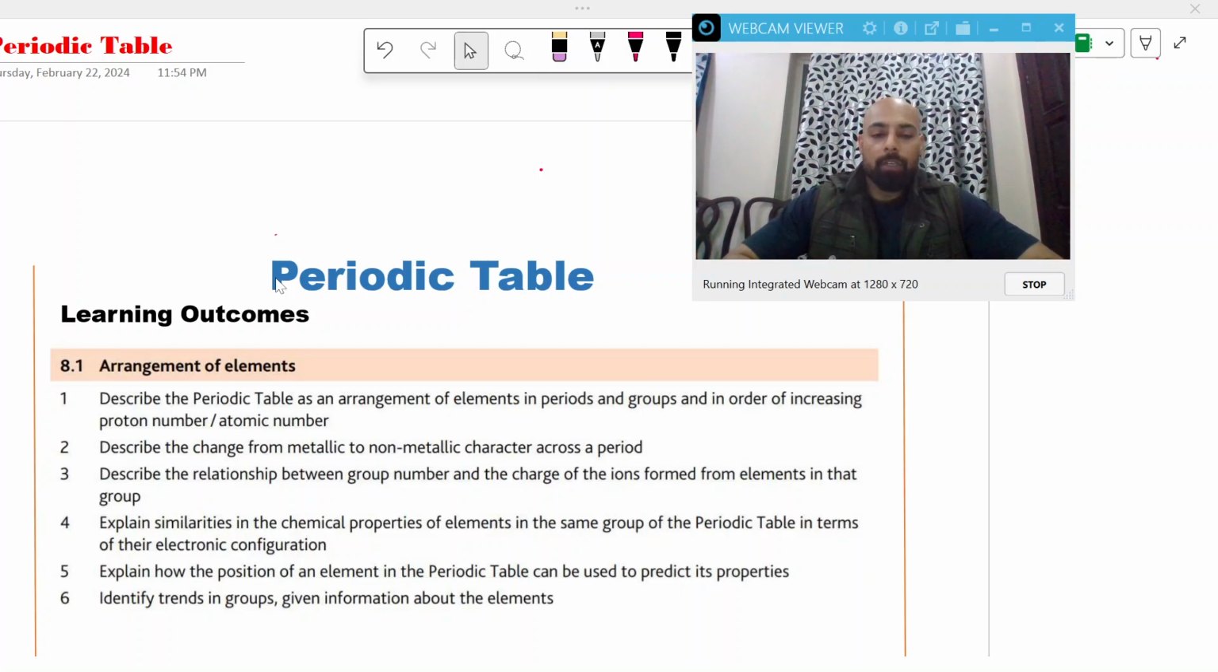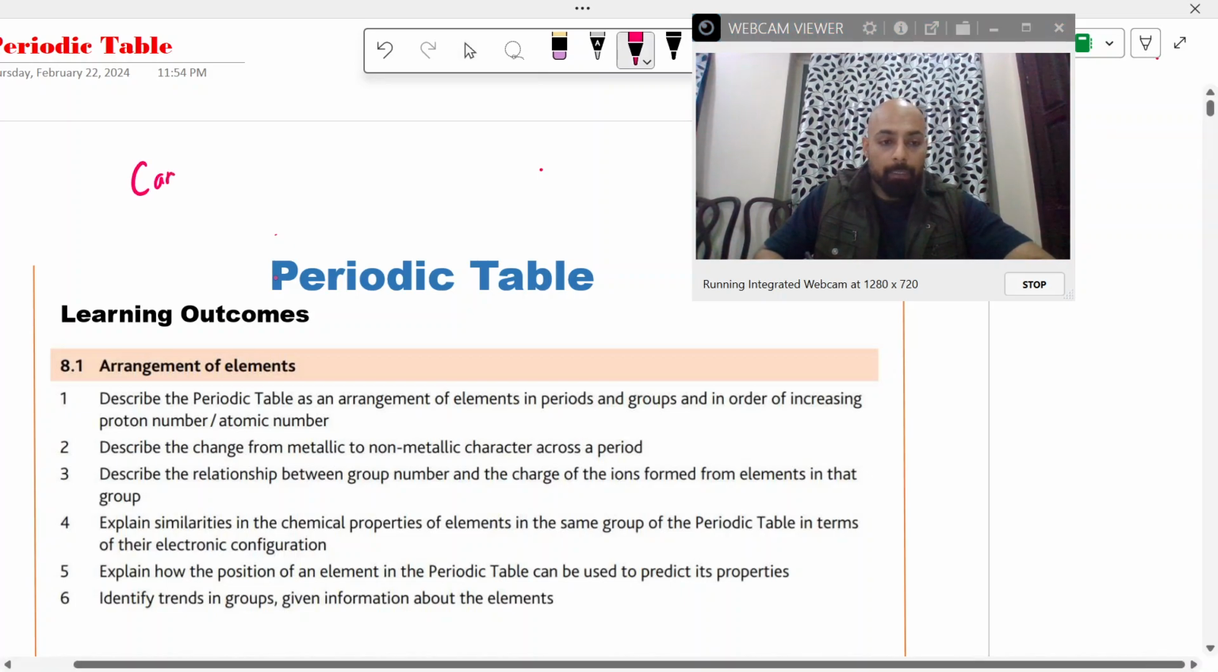The first chapter that we have to do today is the periodic table. So let's begin. These are the learning outcomes of the updated Cambridge syllabus. You have to go through these contents. You can pause the video and take notes, and they are also available on the Cambridge website, so you can get them from there.